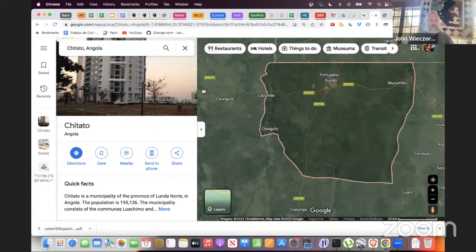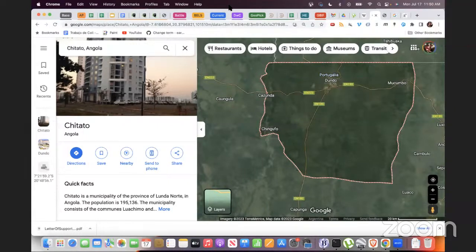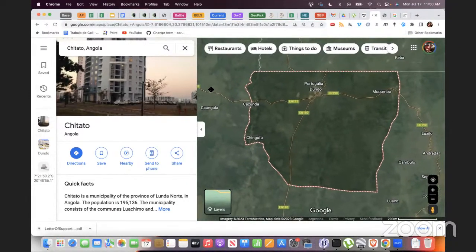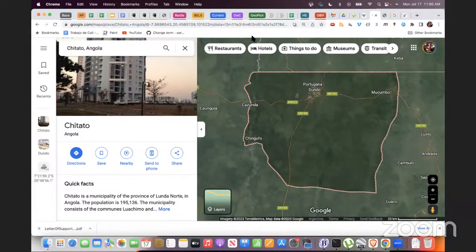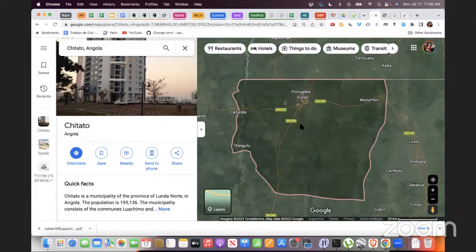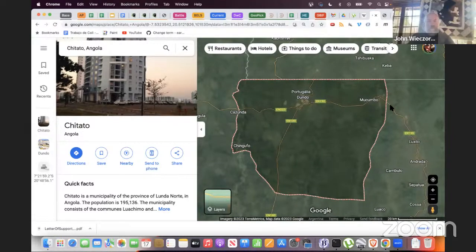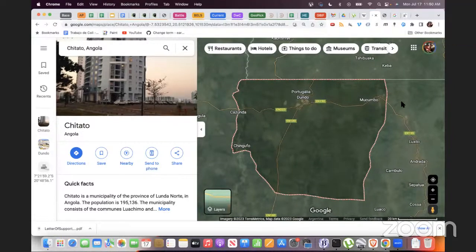Does that answer the question? The screen is not displayed. I'm sorry? I cannot see the screen because of when you were saying the Dundo is bigger than Chitato. Can you see it right now? I want to see the screen, how we can display it.